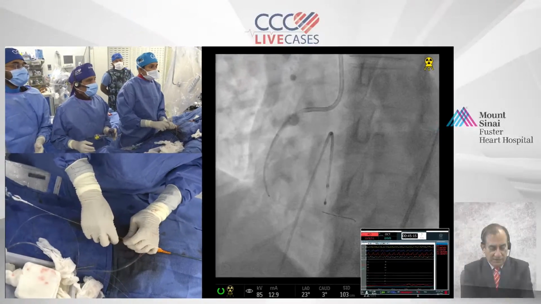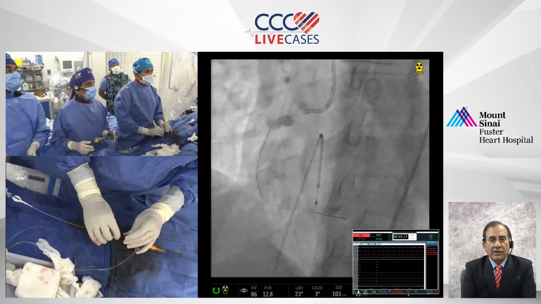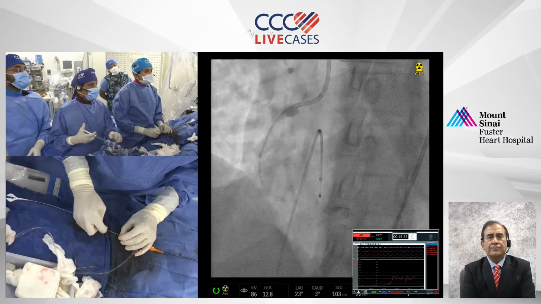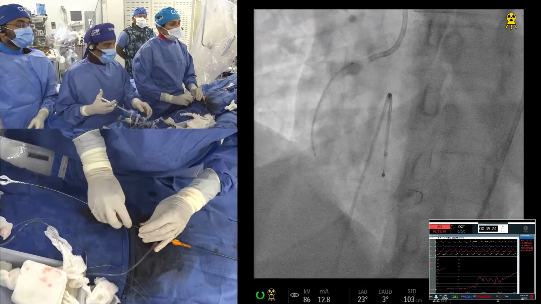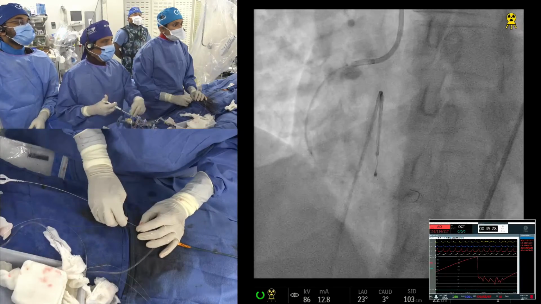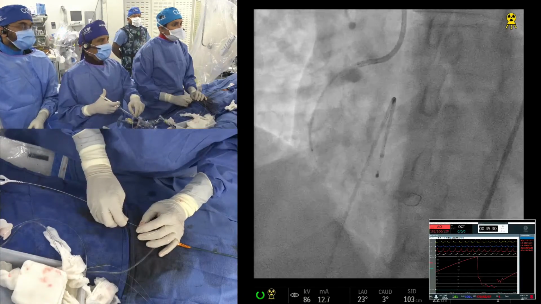Sinjoy Nandi has asked about cutting balloon after rotablator. We actually did the Rota cut trial, and it showed that this strategy did not give any advantage, but nothing negative either.